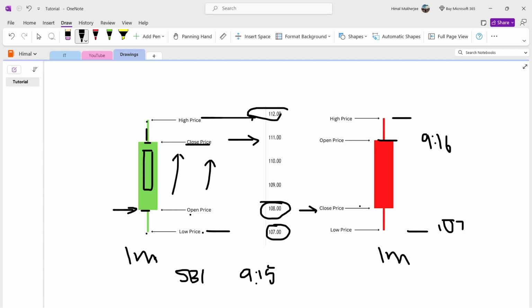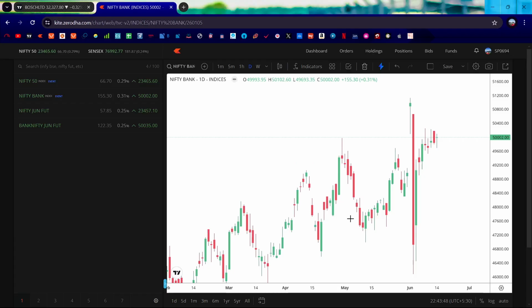Now since the close is below the open price, hence it is red in color, which symbolizes it is bearish in nature, as in the trend is downwards, or within that time frame the price has gone down. Okay, so this is the basic logic behind a candlestick. Now let's look into a chart and get a better understanding.